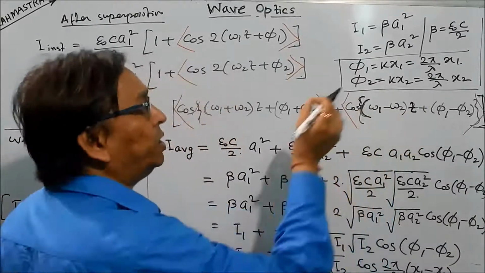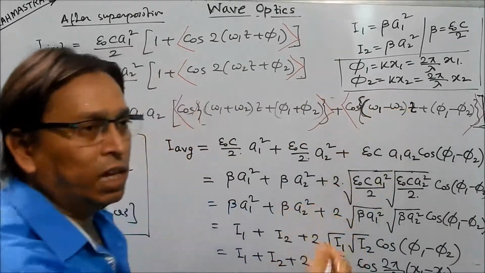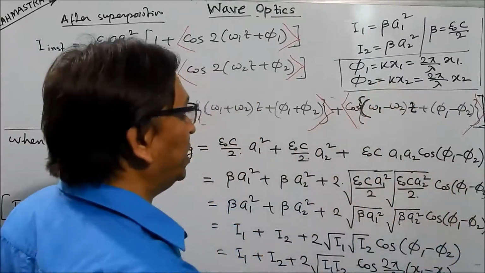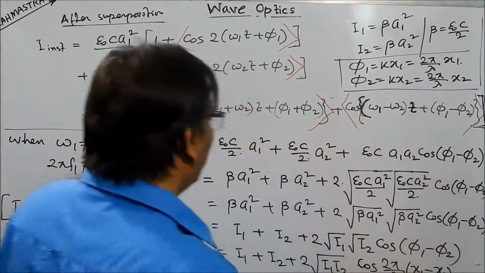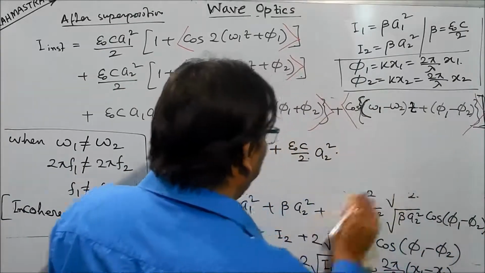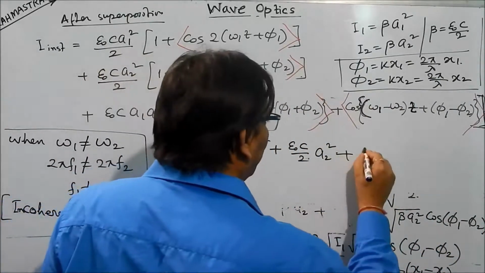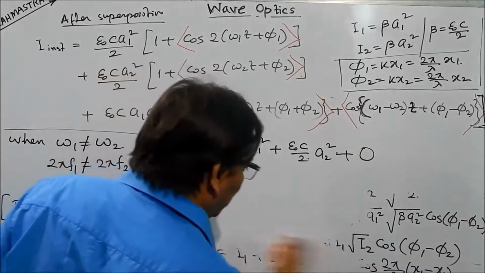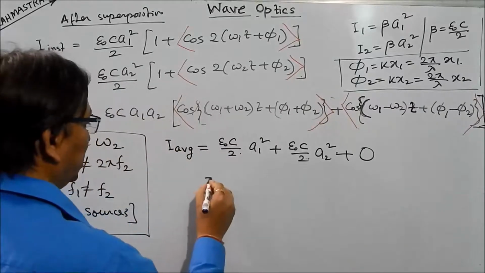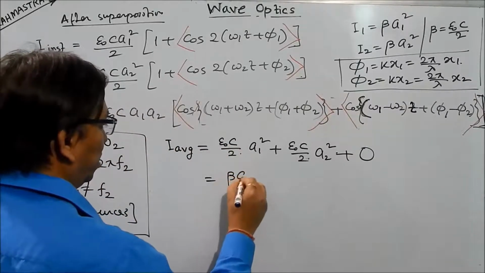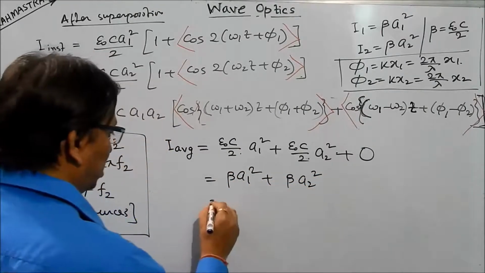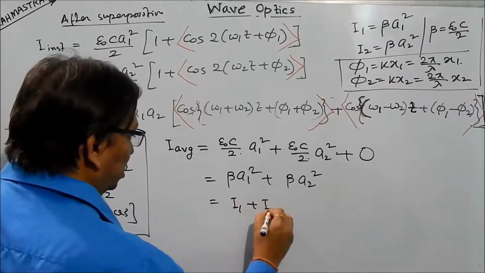So when there is some time involved, and as this is an EM wave, having very high frequency, within that small span of time it will have an average, and that average leads to 0. So in that case, for incoherent sources, we will not get this parameter. We will get here plus a 0. So for incoherent source, we will get this. So this is our beta A1 square, and this will be only beta A2 square. So this is our intensity of 1 plus intensity of 2.